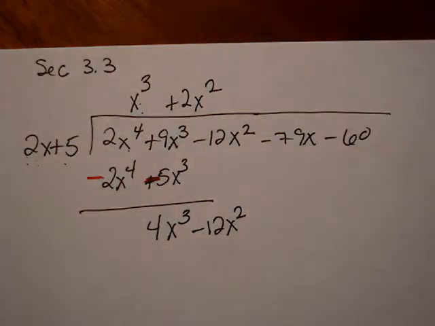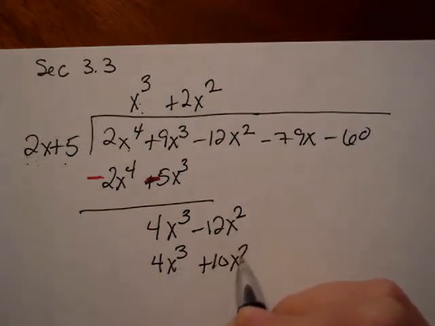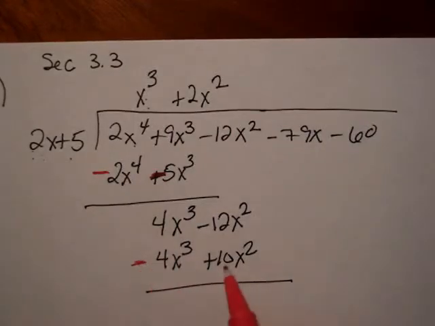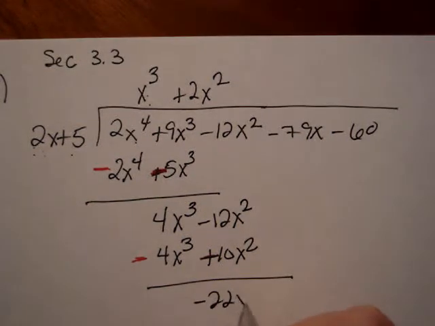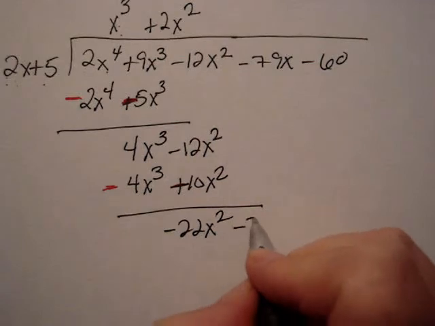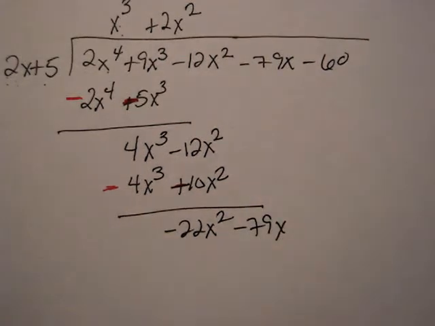Okay, so now let's do the multiplication. 4x to the third, and times the second piece, plus 10x squared. And now I'm going to subtract. I'm going to get negative 22x squared. And I bring down the next term, which in this case would be negative 79x.